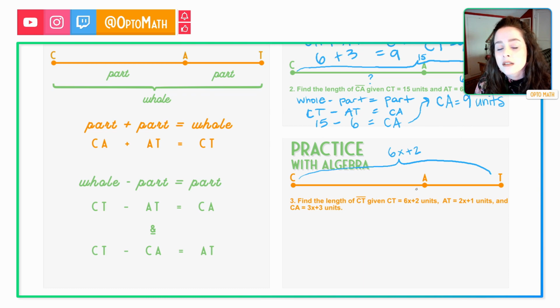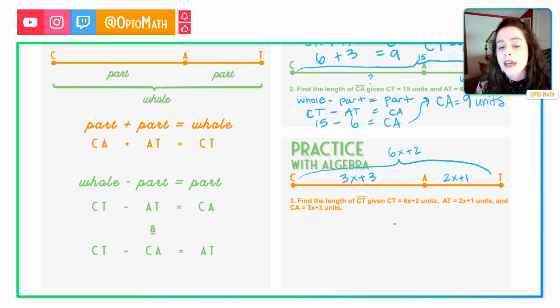So we'll find x using one of these 3 equations, and then we will substitute our x value into 6x plus 2 to figure out the numerical length of CT. So that's our strategy. Let's continue to label our picture. AT is 2x plus 1. And CA is 3x plus 3. Remember, always label your picture.